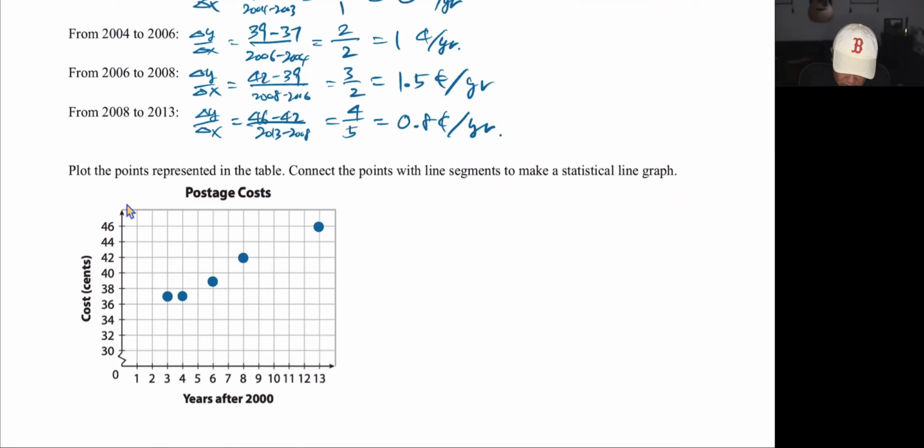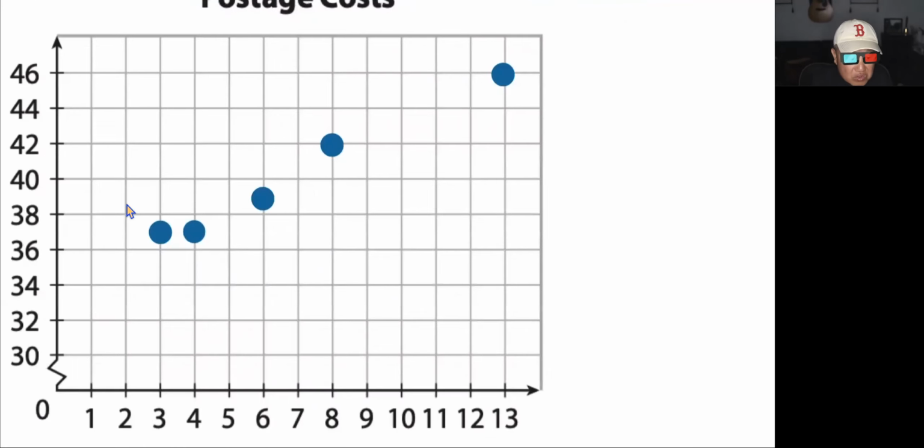Let's get rid of these now. Let's connect to see what it looks like, right? So that goes from here to, oops, too thick. Let's make it a little thinner. From here to here. There you go.